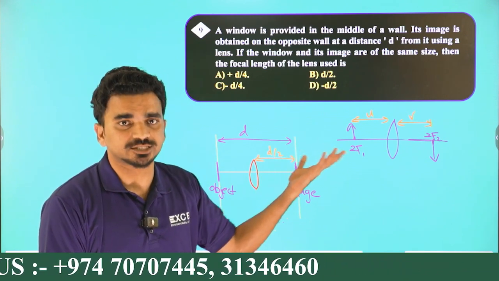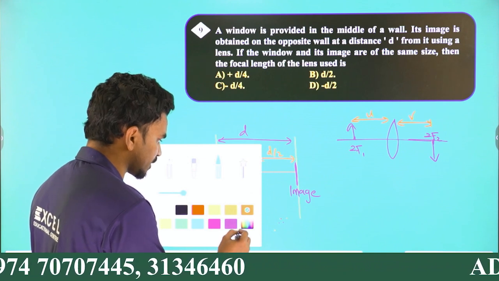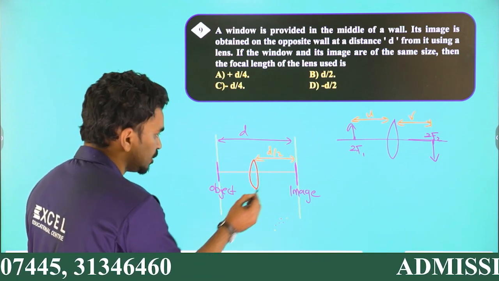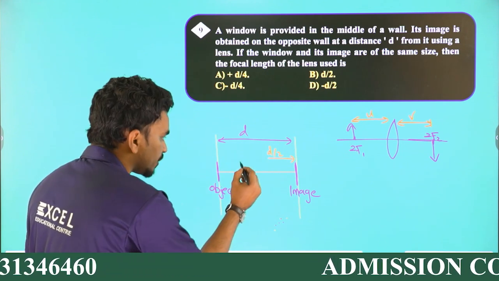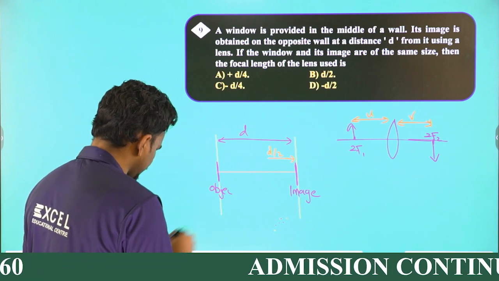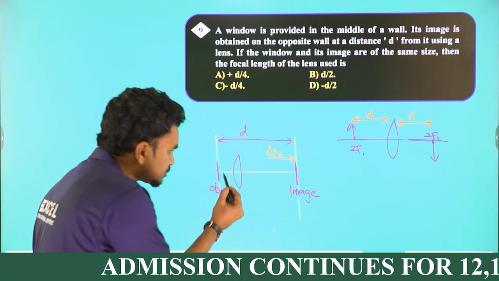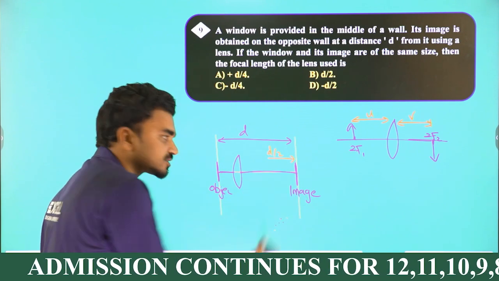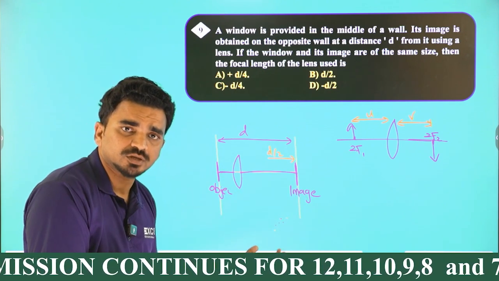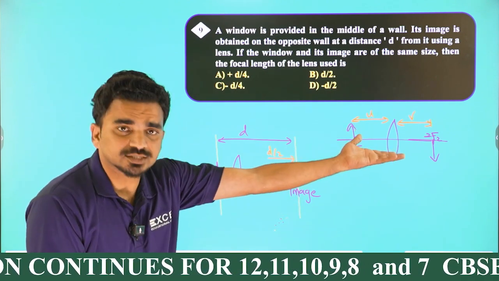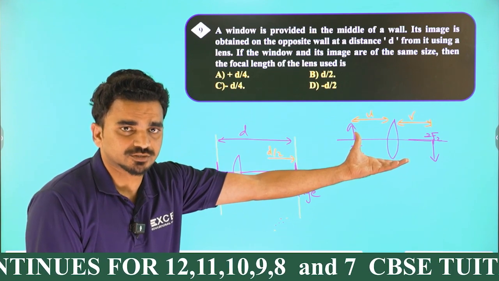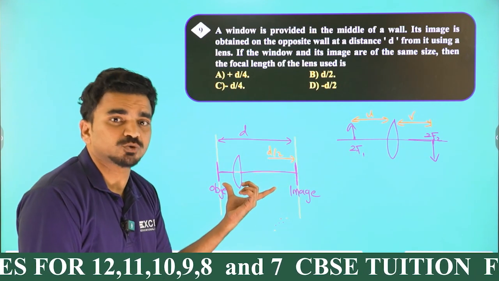Otherwise, you won't get it. If you are not getting that point, you can think like this. What if I kept the convex lens somewhere here? Are the object distance and image distance the same? They are not the same. If they are not the same, I won't get the same size image. So this condition could not be achieved, right?